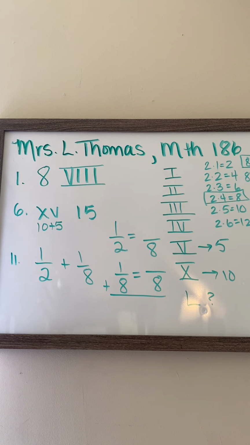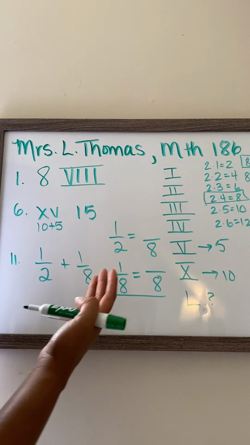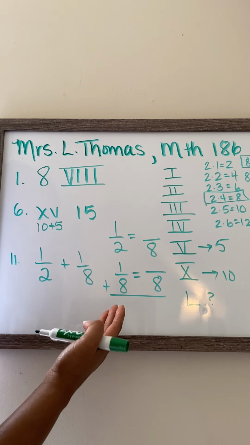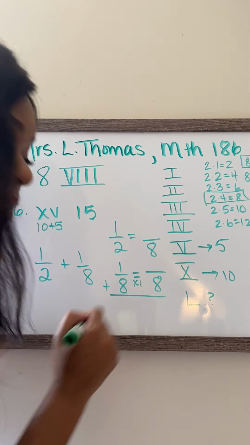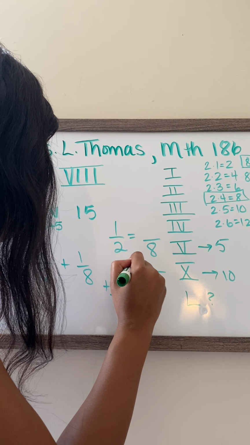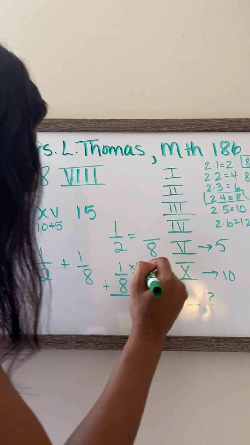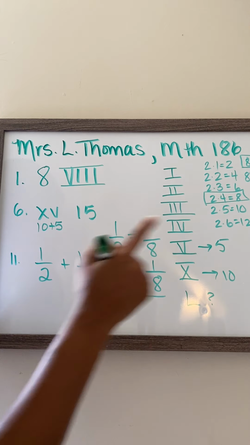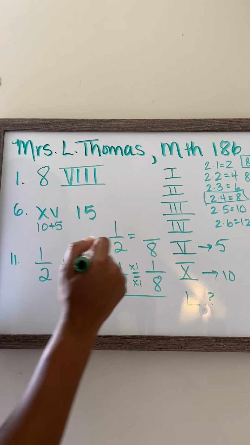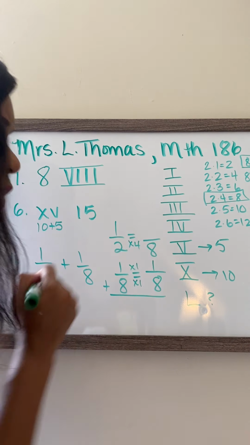Now I need you to help me figure out what's missing. I want you to think of your 8 timetables. 8 times what would give you 8? 1 times 1. Take that same times 1 to your numerator. 1 times 1 is 1. Okay, help me figure out what should go here. 2 times what will give me 8? Think about your timetables. 2 times 4 will give me 8.